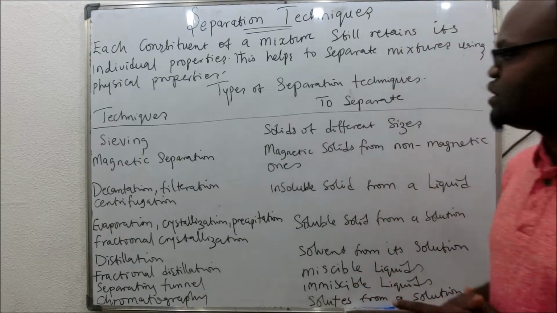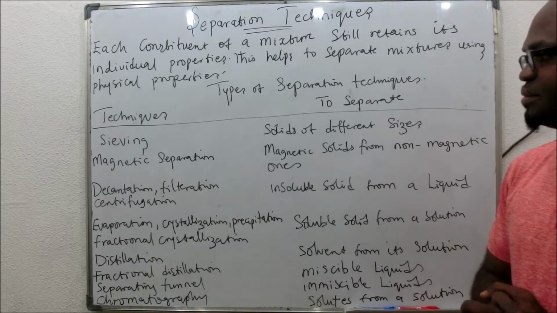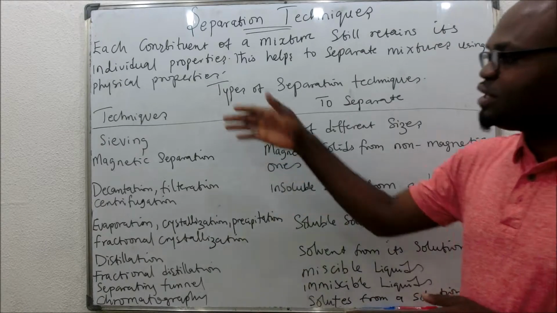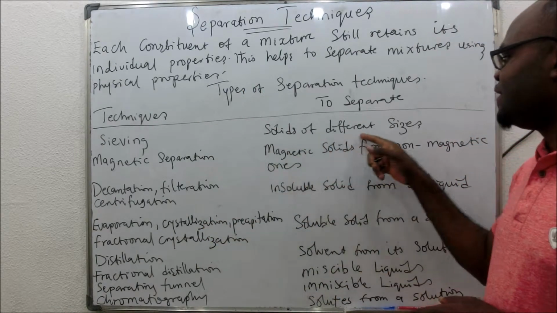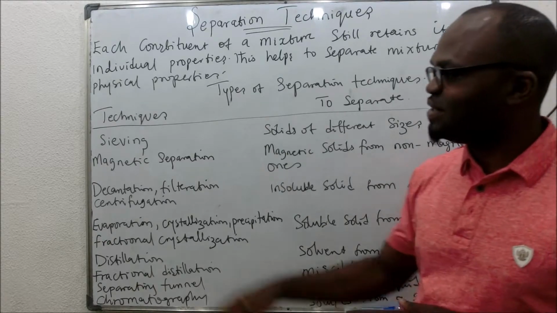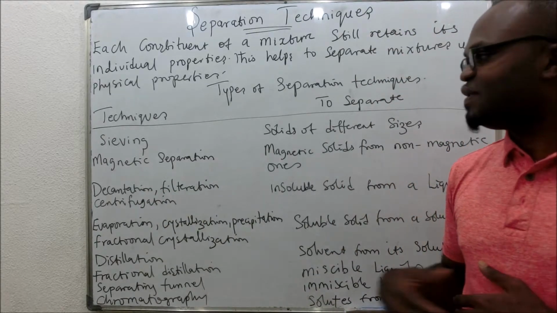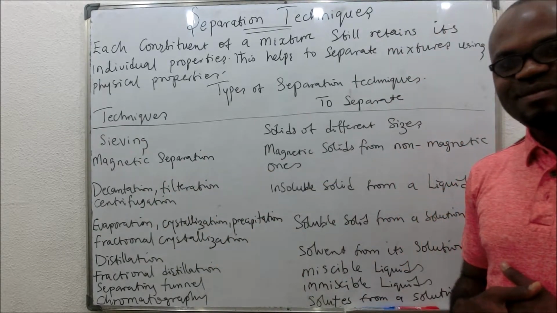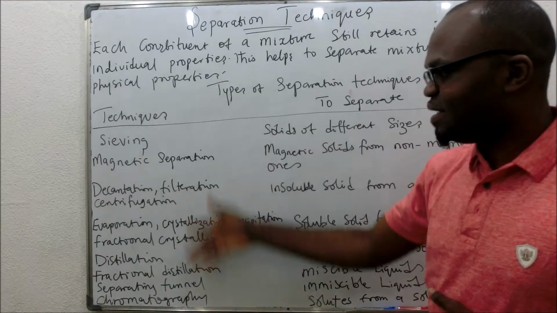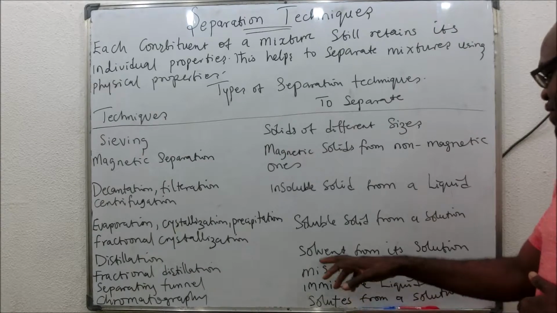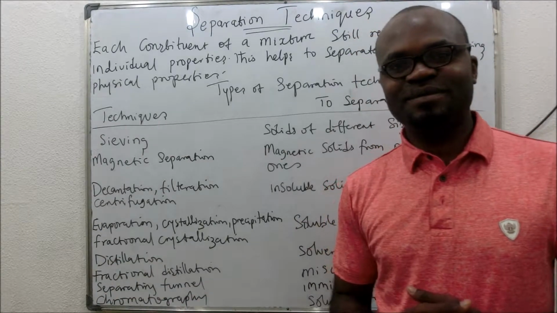So how do these questions come out in WAEC or JAMB or NECO? You're going to be asked which of the following methods can be used to separate solids of different sizes. And you have options: sieving, magnetic separation, decantation, and filtration. You are supposed to pick sieving. They're also going to ask you which of the following separation techniques can be used to separate solvent from its solution. You should know that it is distillation.